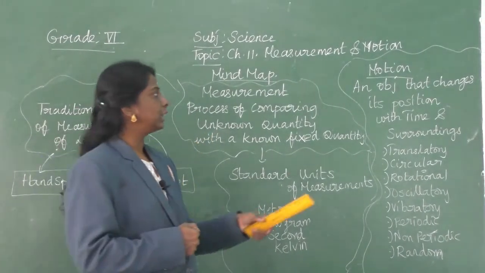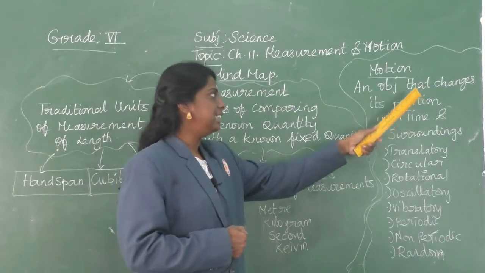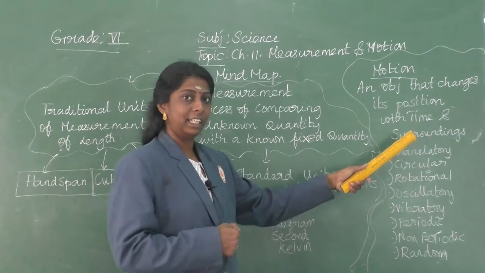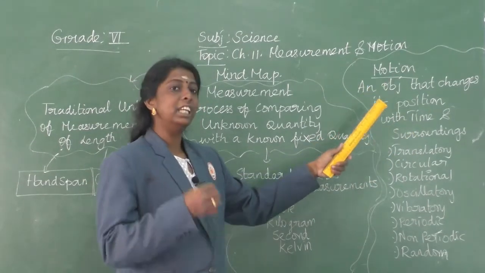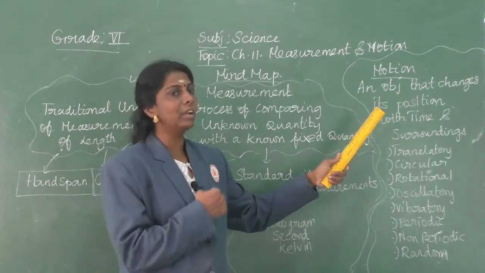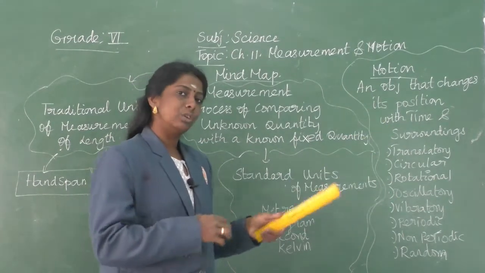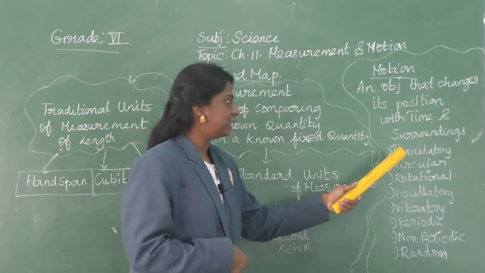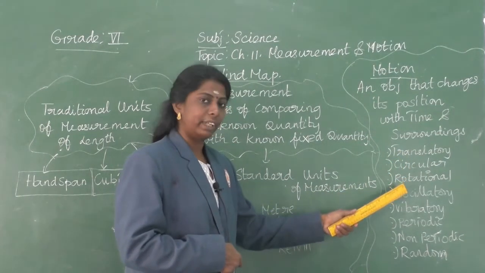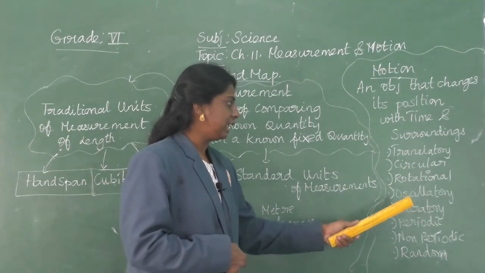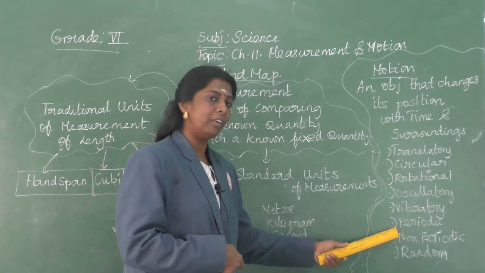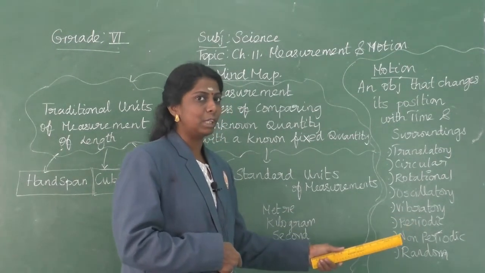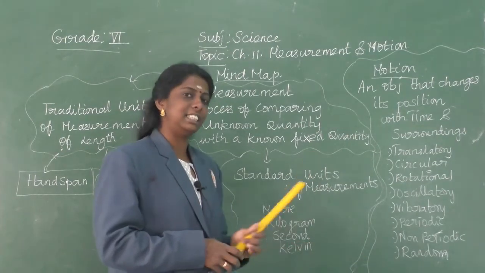So what do you mean by motion? An object that changes its position with time and surroundings. In short, motion is the movement of the object. Okay, so there are different types of motion said to be translatory, circular, rotational, oscillatory, vibratory, periodic, non-periodic and random. So we are going to learn about each and everything in detail.